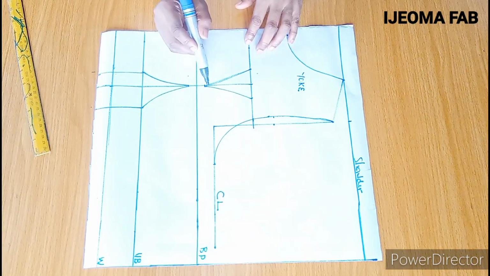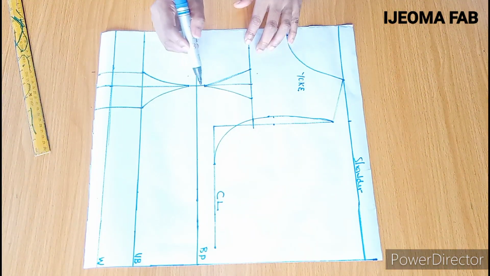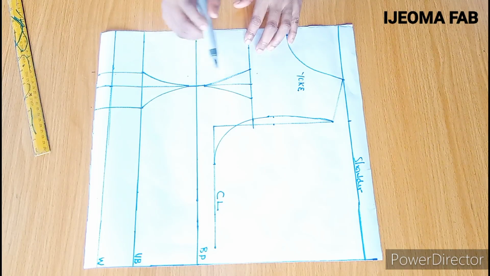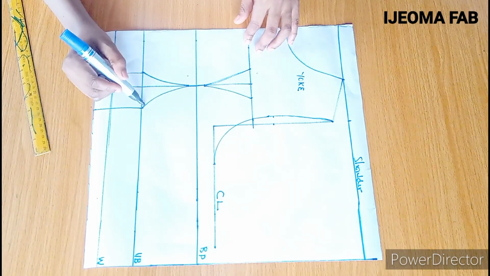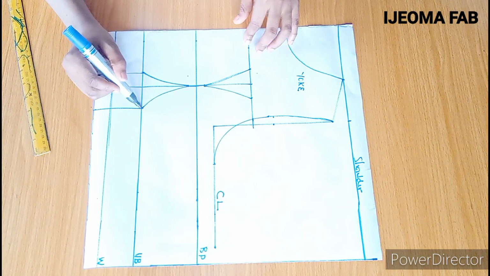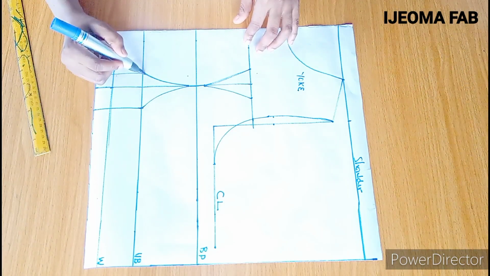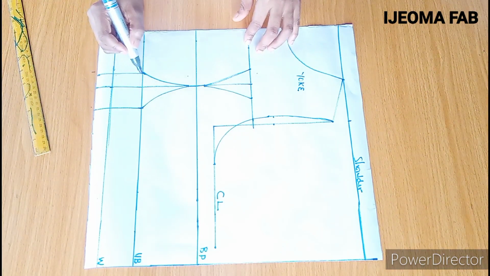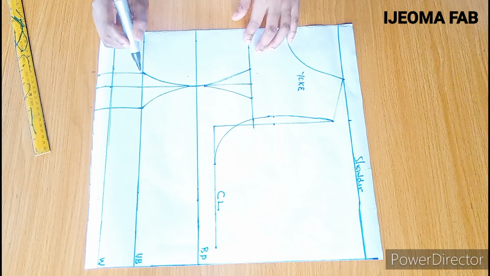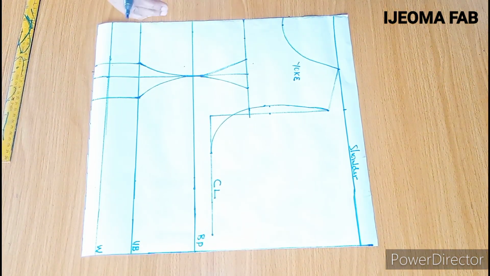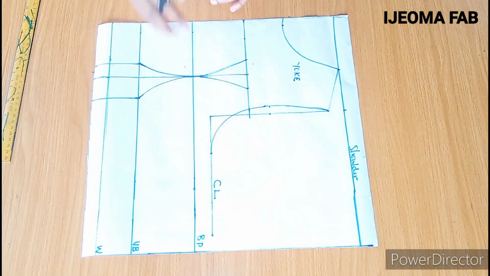So the next thing I'm going to do now is to blend this a bit. And also you need to blend here a bit too. And here. So we're trying to avoid sharp edges at this part. So now that we've achieved this, the next thing now to do is to impute the horizontal measurement.